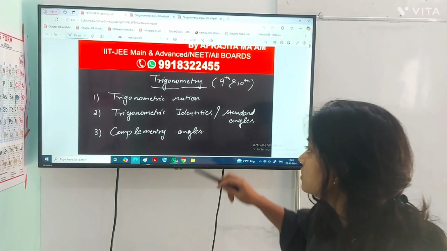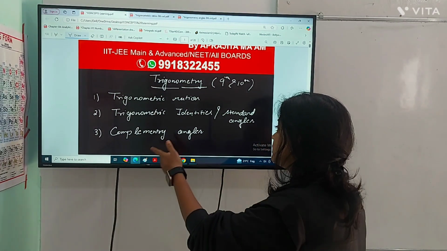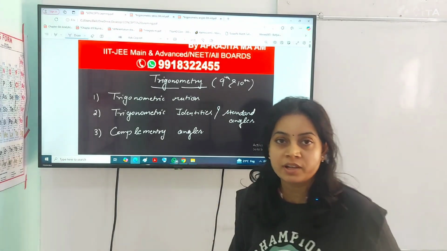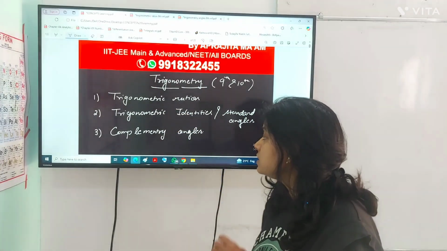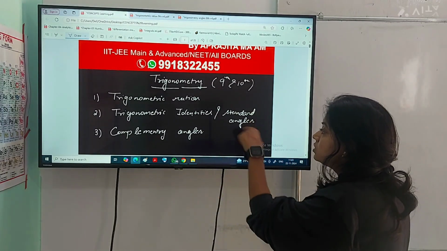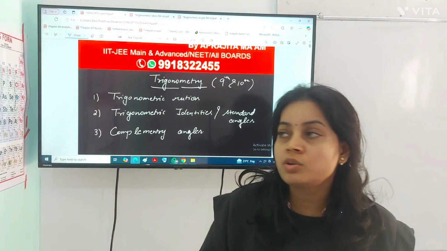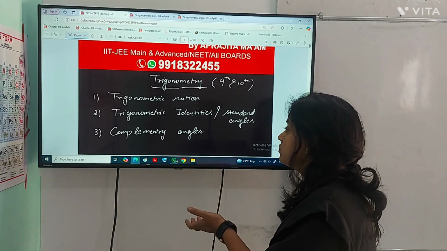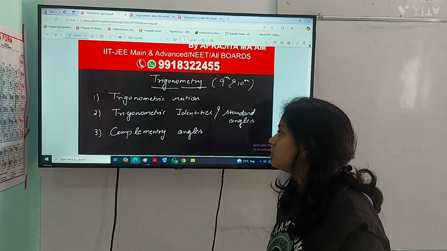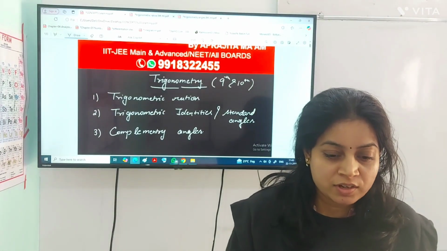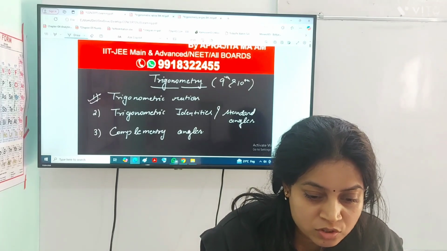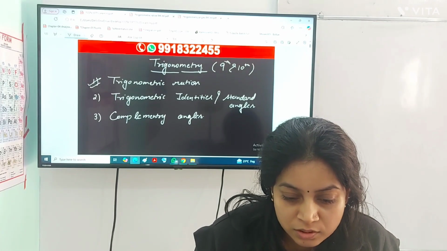will be able to understand the trigonometric ratios, the trigonometric identities, standard angles and complementary angles. So I will explain all the three topics, and even I will explain how the standard angles are derived. So you can learn as well, you can find out the values of the particular angles, specific angles. So without any delay, I will start my video, and the first topic is the trigonometric ratios.